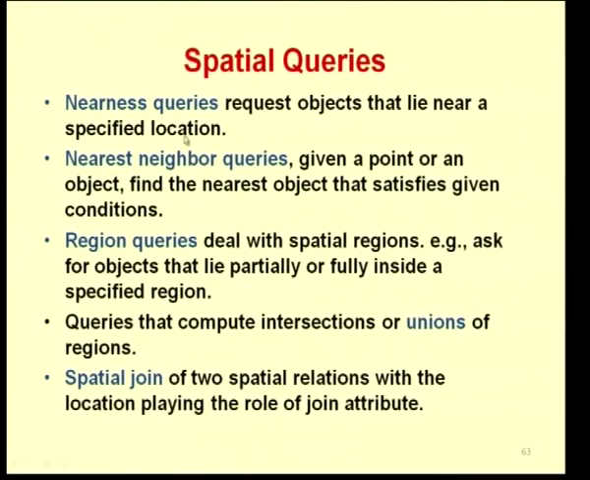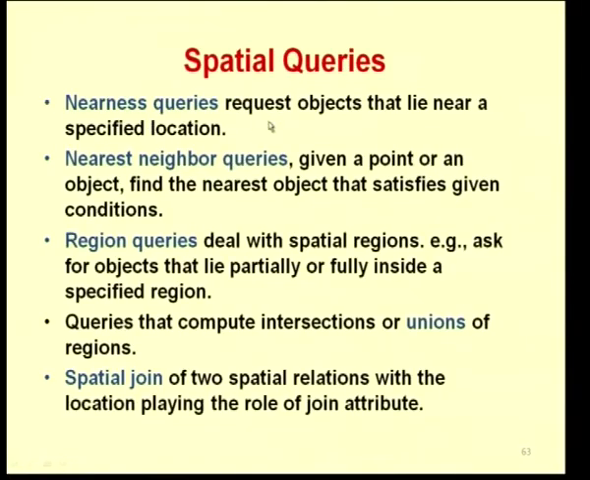Spatial queries are very important. Suppose I have a database with only spatial information and I am not able to ask spatial queries, then it becomes an ordinary database, except that it has additional spatial data. Nearest queries request objects that lie near a specific location. For example, I want to find all the buildings near Anna University. Nearest neighbor: given a point, find the nearest objects that satisfy some condition. Region queries ask for the objects that lie partially or fully inside a specific region. There are also queries that compute intersections or unions, and spatial joins.